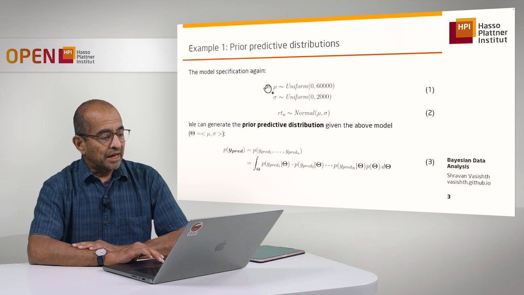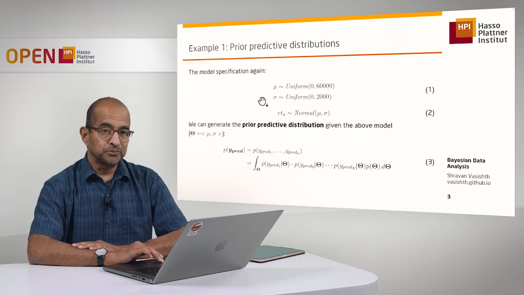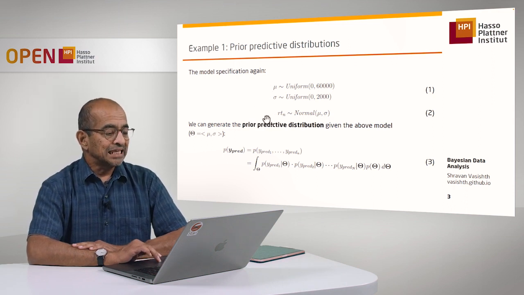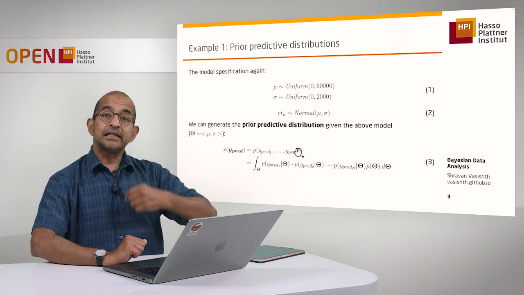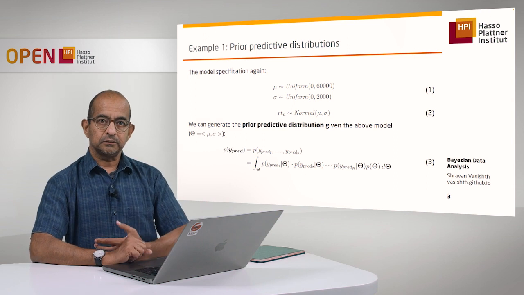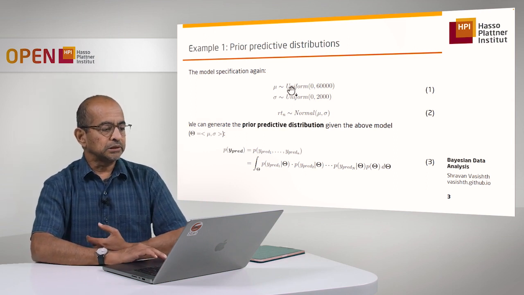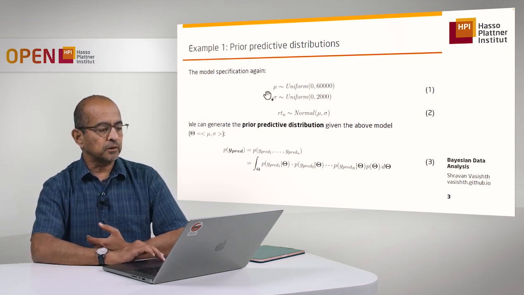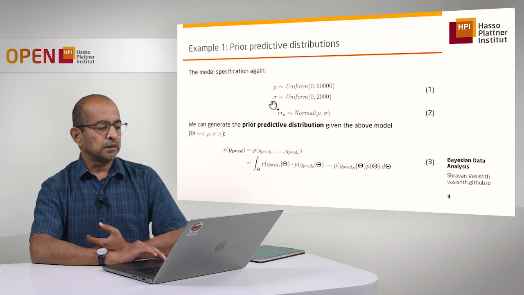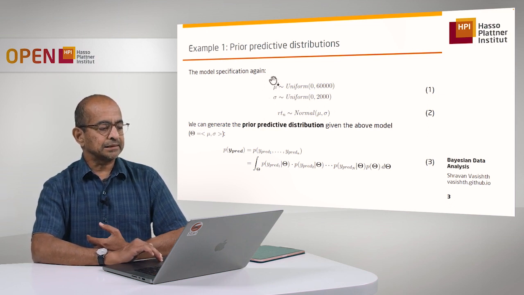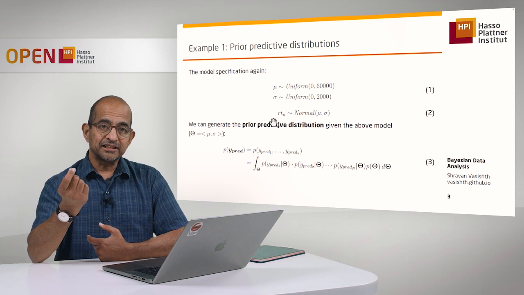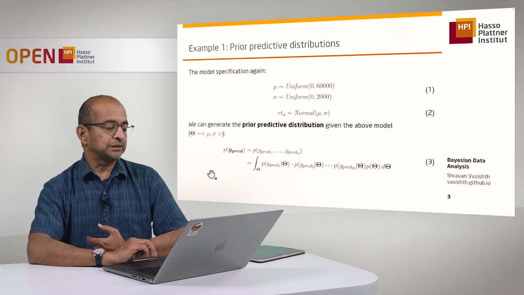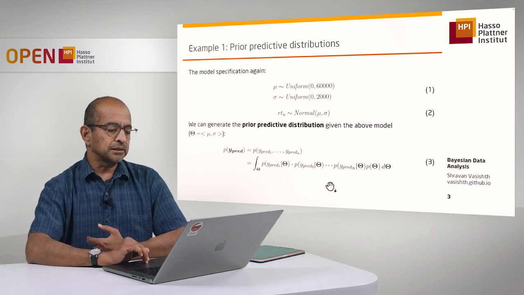Now, having specified some priors on the mu and sigma parameters, even before I've seen any data, I can already generate simulated data from this model, right? So intuitively, if I take a sample from this uniform distribution, I get a sample of mu and sigma. I could plug those in here and get a generated data point. This generated data point comes from what is called a prior predictive distribution. The formal statement is here.